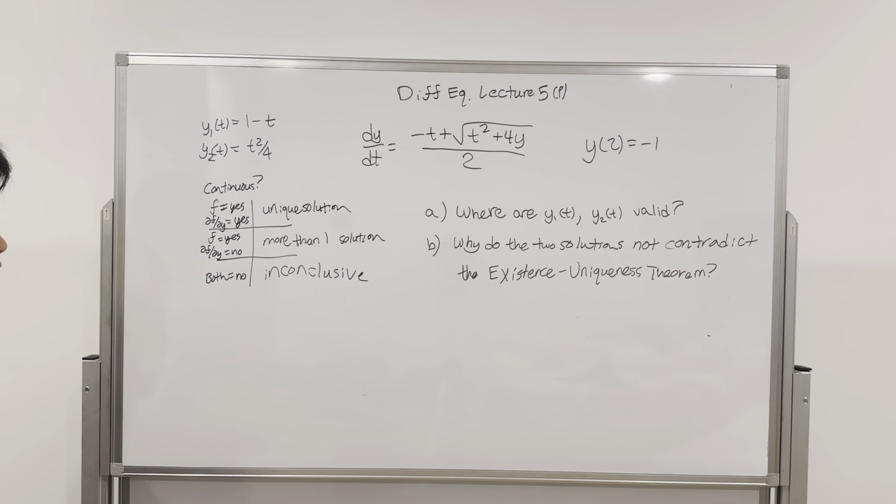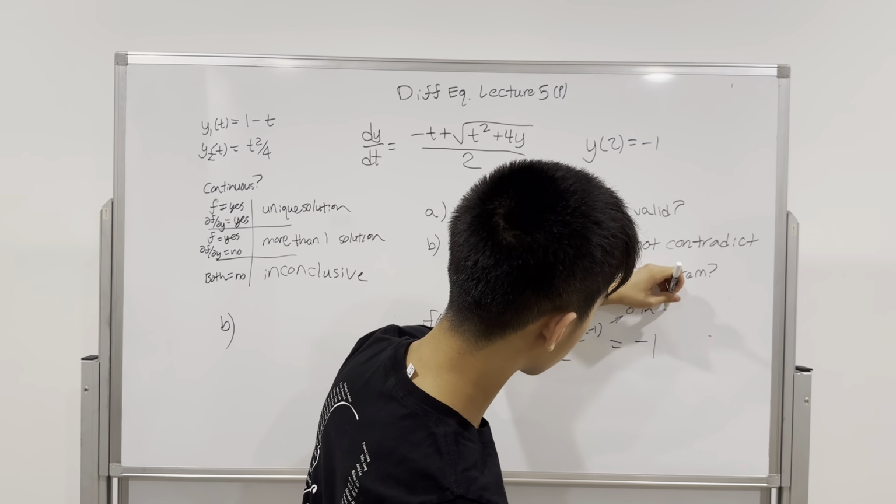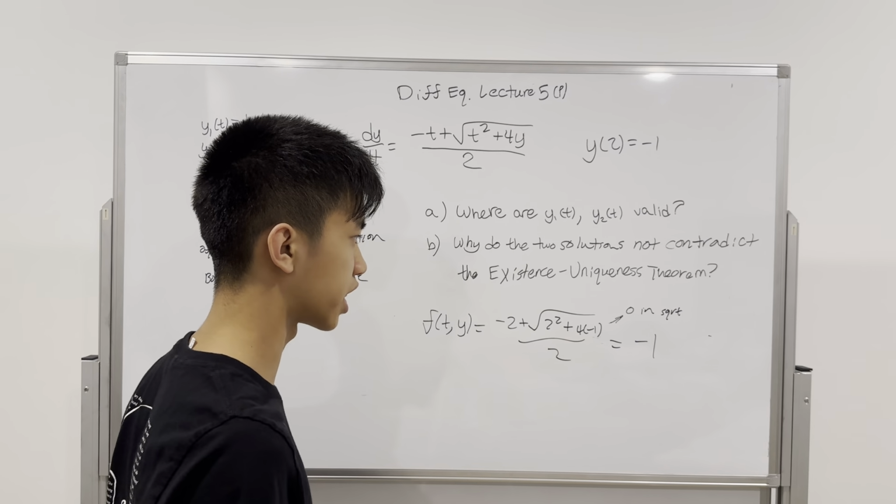So we already know that f is a yes. We know that f is a yes given these initial conditions, and I could show you why. dy/dt equals f of t, y equals negative 2 plus the square root of 2 squared plus 4 times negative 1, over 2. So that's, well, let's see, it's just negative 1. So f of t and y are continuous and it exists at that point. So that works out. And remember, it's a 0 in the square root, and I covered why it's continuous at that point.